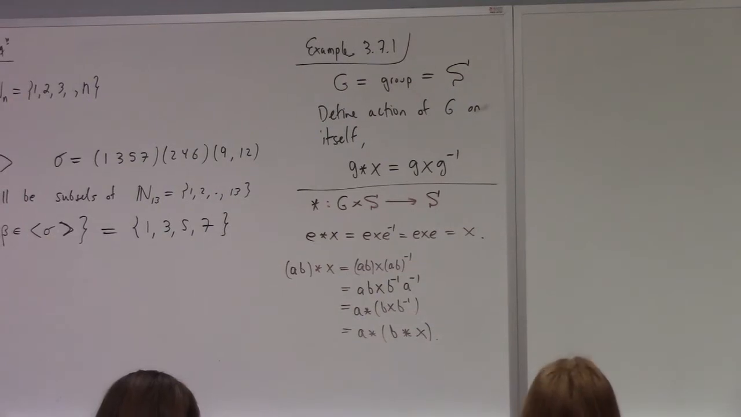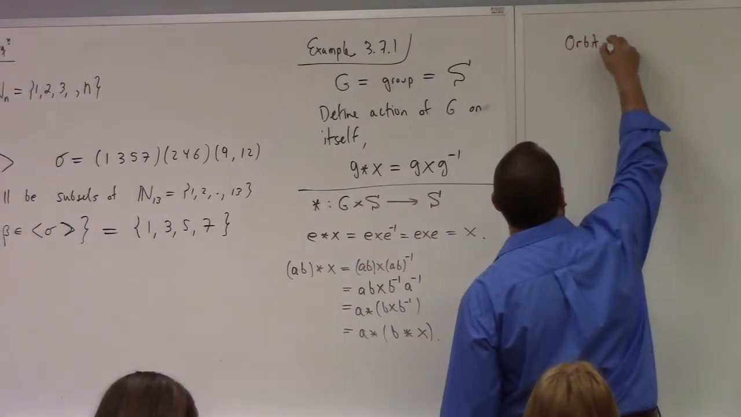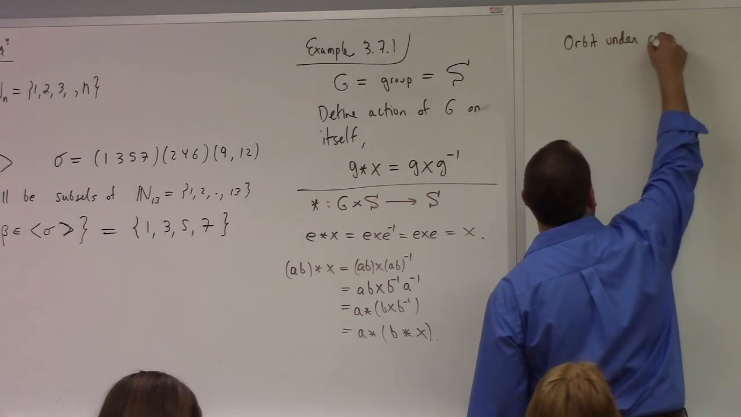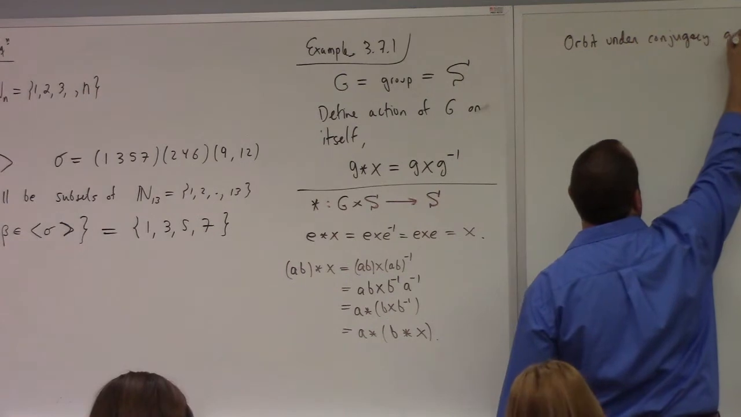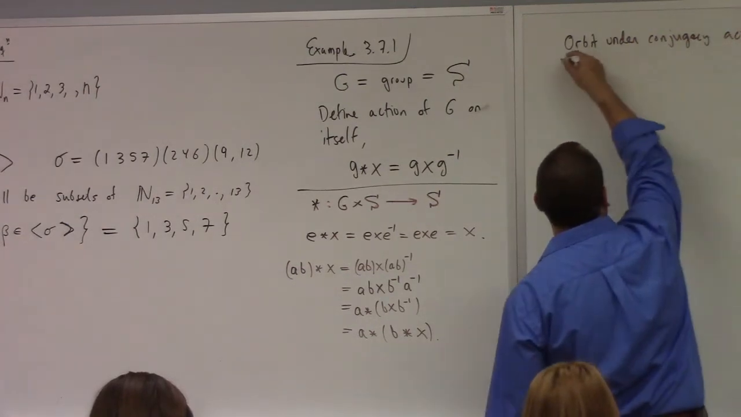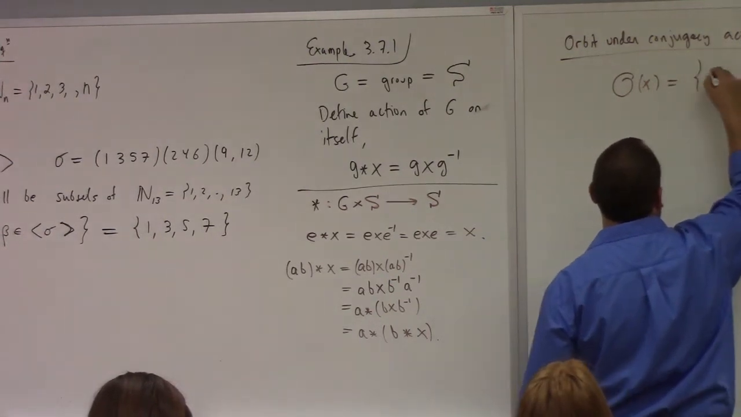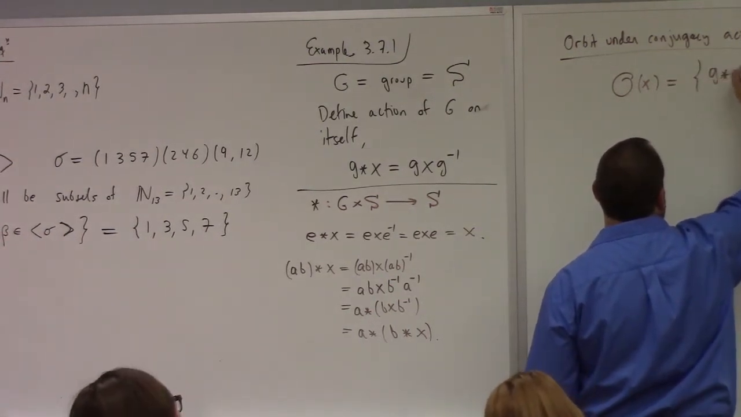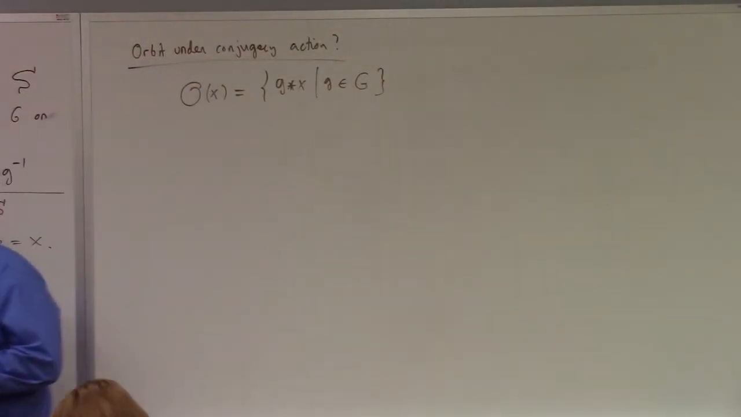And the orbits of the conjugacy action are very interesting. What's the orbit of X under the conjugacy action? What's that look like? It's G times X, such that G is in G, right? That was our general definition of orbit, right? All things that are mapped to by a given point under the group action as we cycle through all possible group elements.